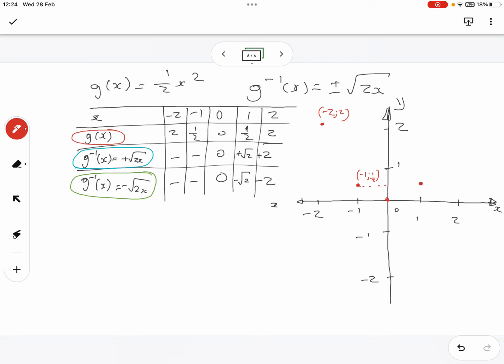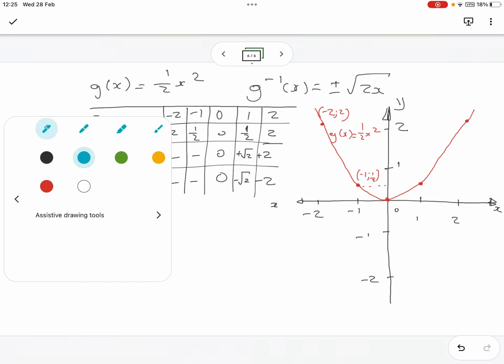Then the thing mirrors. And then our cap looks something like that. Ish. And that was the neatest graph you've made. Thank you. g of x is a half x squared.